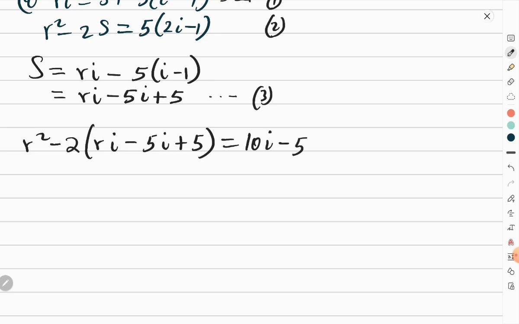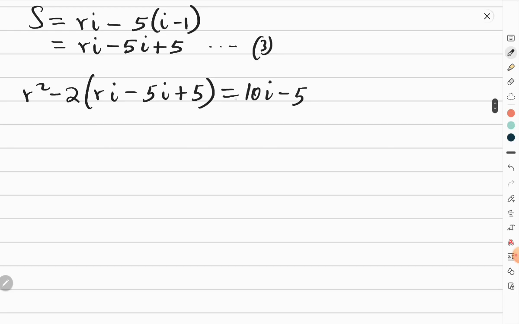So we can just go around and simplify, taking away the brackets over there. So that is r squared minus 2, negative 2 times ri, it's negative 2ri. Negative 2 times negative 5i is going to be positive 10i. Negative 2 times positive 5 is negative 10. So we are done on the left hand side. Then on the right hand side, we can just write them as they are.